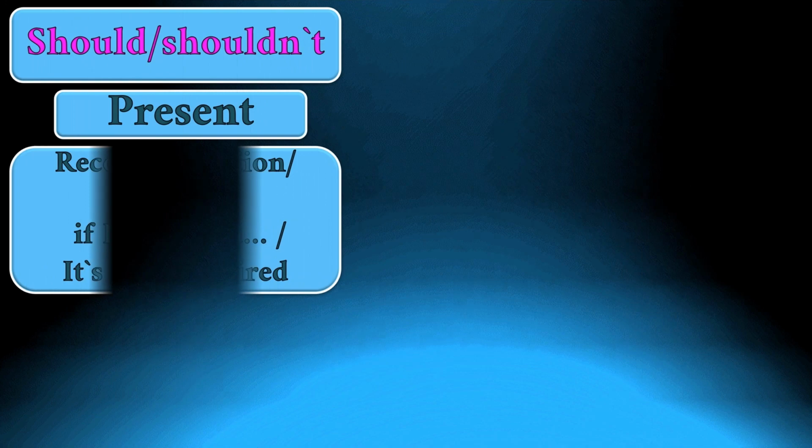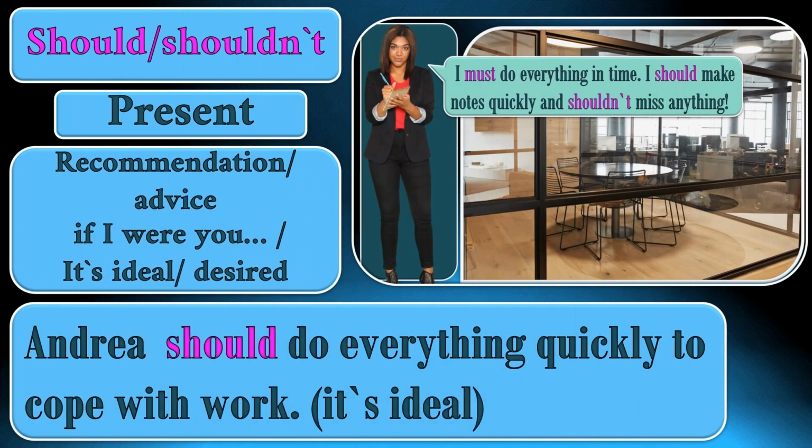A modal verb should and its negative form shouldn't is used to describe present recommendation, advice, ideal or desired situation. Andrea says, I should make notes quickly and I shouldn't miss anything because she knows it's important for her work. Andrea should do everything quickly to cope with work. It's ideal situation.